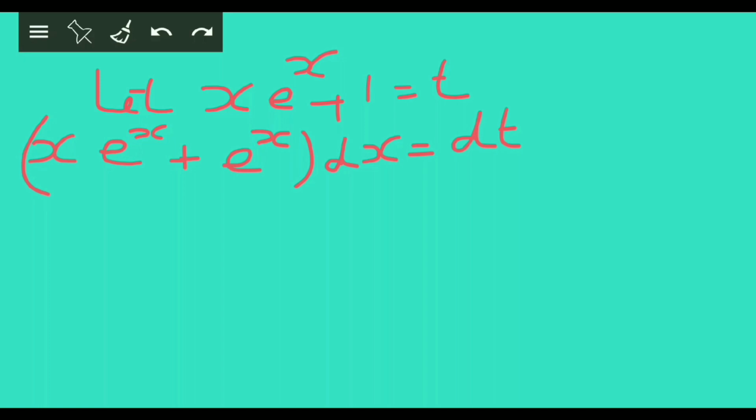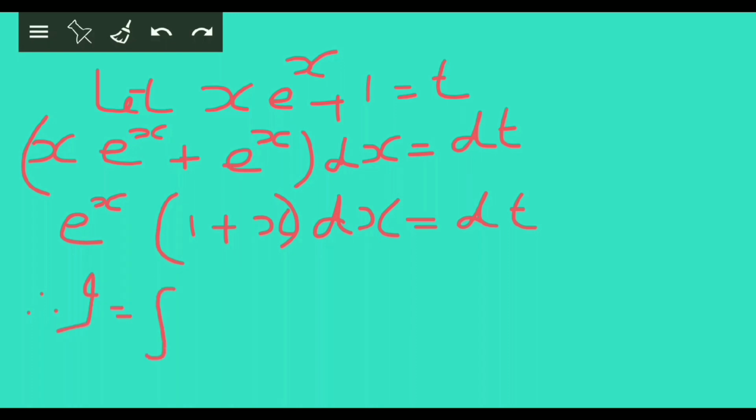This way. So if you observe, the numerator of the question is nothing but x e raised to x plus e raised to x dx. Suppose we take e raised to x common as a next step, just to show you all. If you take e raised to x common, in the bracket we are going to get 1 plus x dx. So this becomes the numerator actually. The entire numerator has been substituted that way. So our integral becomes the integral of dt upon t.